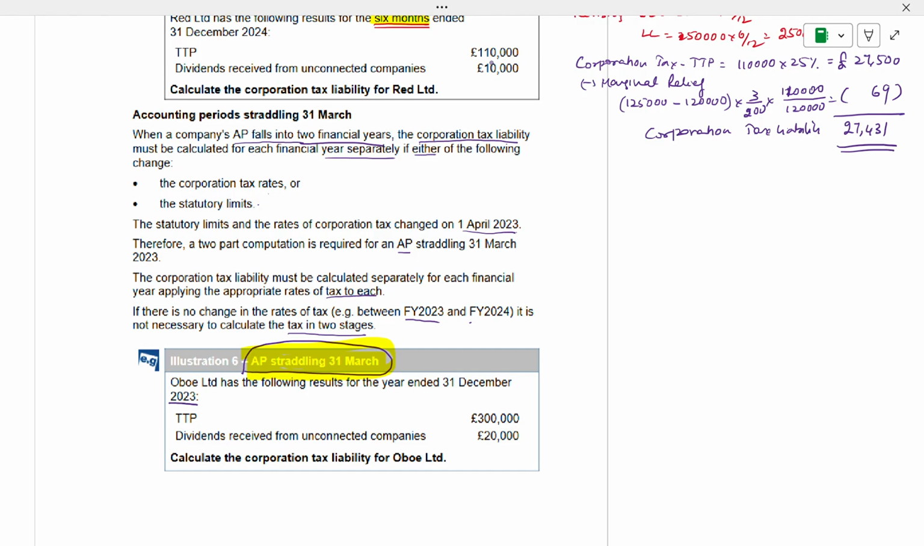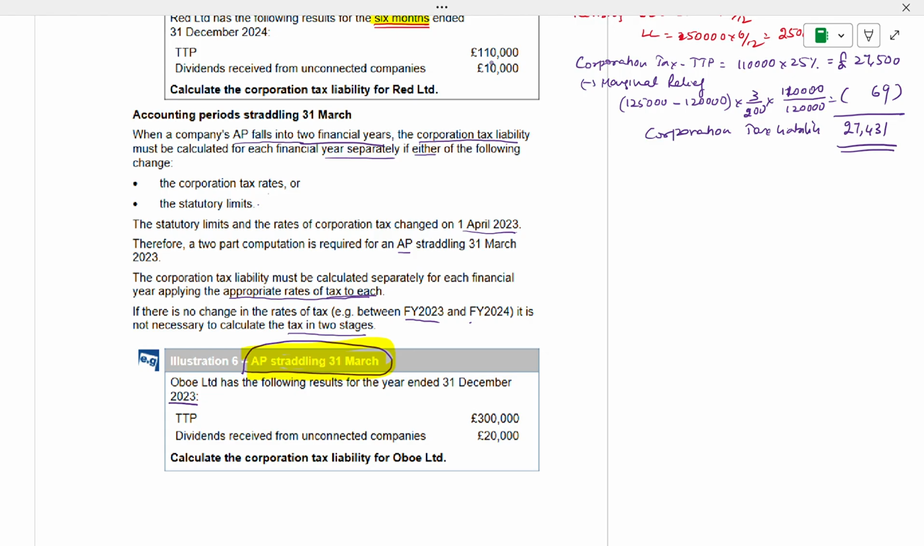Must be calculated for each financial year, applying the appropriate rates of tax to each. If there is no change in rates of tax, it is not necessary to calculate separately. When there is a change in the corporation tax, they say that appropriate tax rates only. Appropriate tax rate only. We are not going to revise.